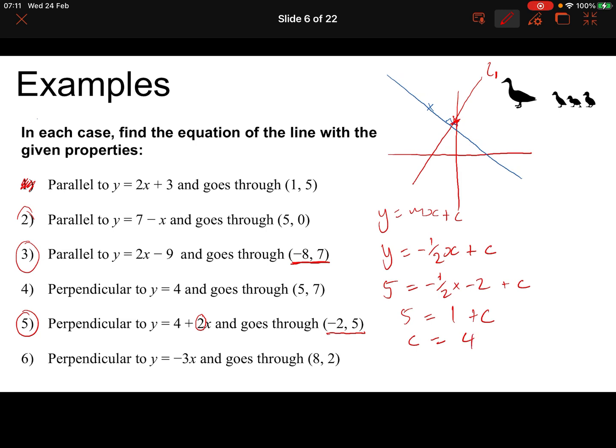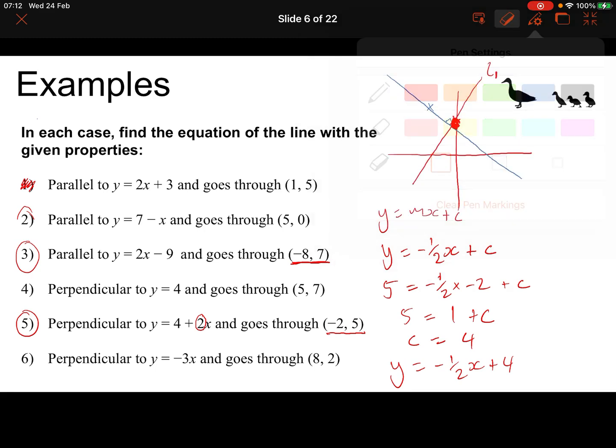Okay, so now we know the answer. It's y equals minus a half x plus 4. Same y-intercept, actually. My diagram wasn't so bad. Again, my diagram doesn't need to be good, it just needs to be useful.